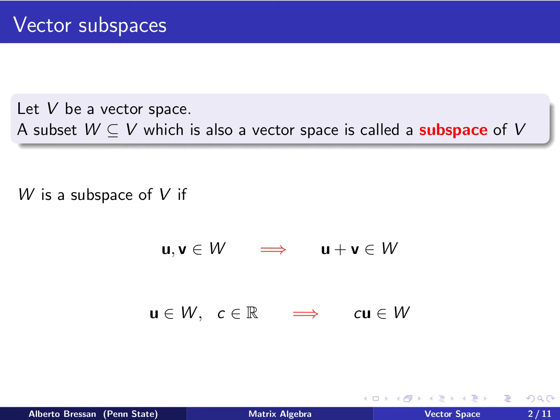Therefore, if W is a subspace of V, then it will have the following properties. First, if two elements U and V are both in W, then I can add them up and the sum is still in W. And second, if U is in W and C is a real number, then C times U is in W. So this actually shows that W is a vector space itself.